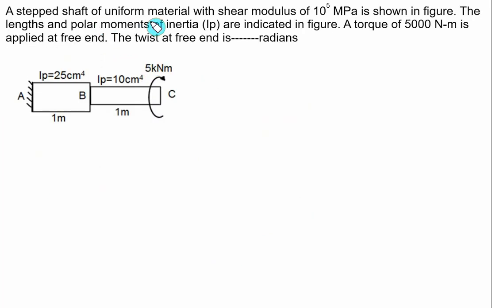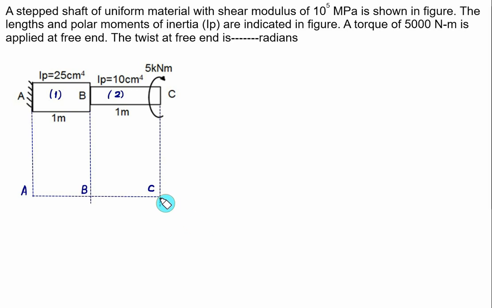The step shaft of a uniform material with a shear modulus of 10 to the power 5 megapascal is shown in the figure. The length and the polar moment of inertia are given. Assume a torque of 5000 Newton meter is applied at the free end. The twist at the free end we have to calculate. So this end is fixed, and we have shaft 1 and shaft 2. Since only one torque is acting, the torque remains constant over the entire cross section.